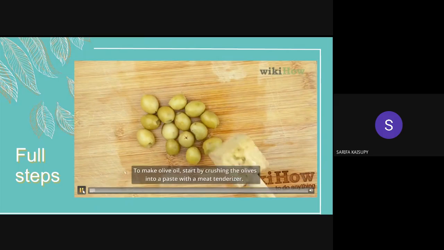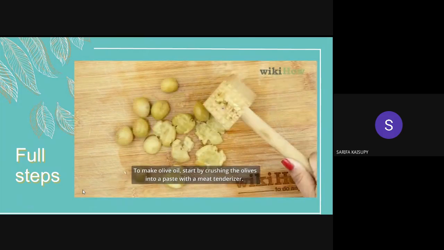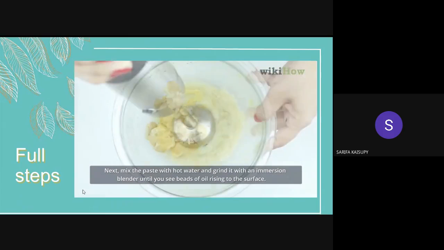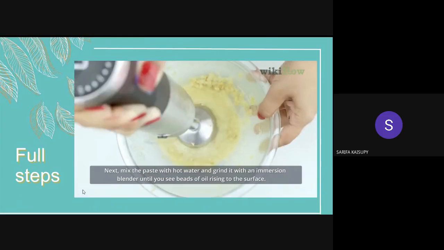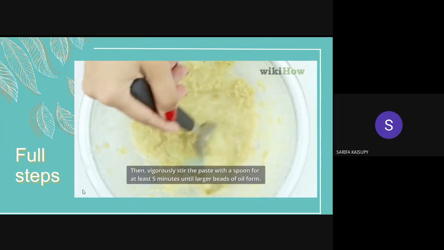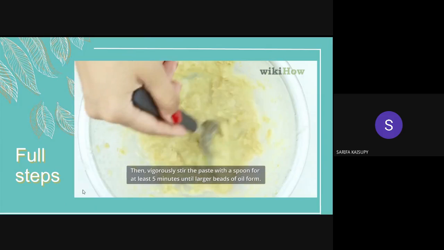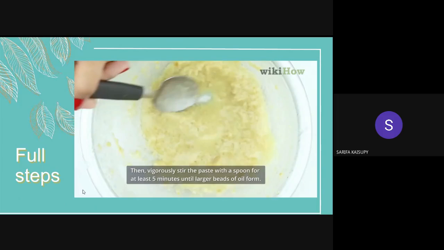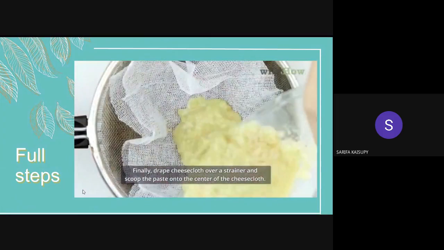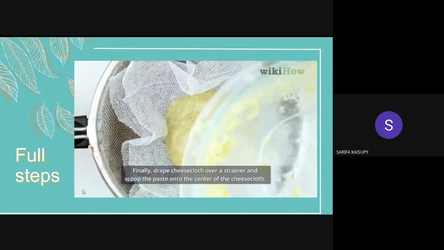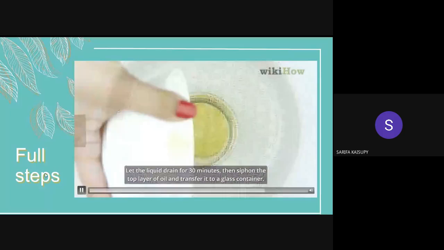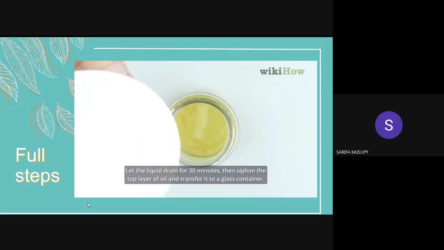To make olive oil, start by crushing the olives into a paste with a meat tenderizer. Next, mix the paste with hot water and grind it with an immersion blender until you see beads of oil rising to the surface. Then, vigorously stir the paste with a spoon for at least 5 minutes until larger beads of oil form. Finally, drape a cheesecloth over a strainer and scoop the paste onto the center of the cheesecloth. Let the liquid drain completely. Then siphon the top layer of oil and transfer it to a glass container.